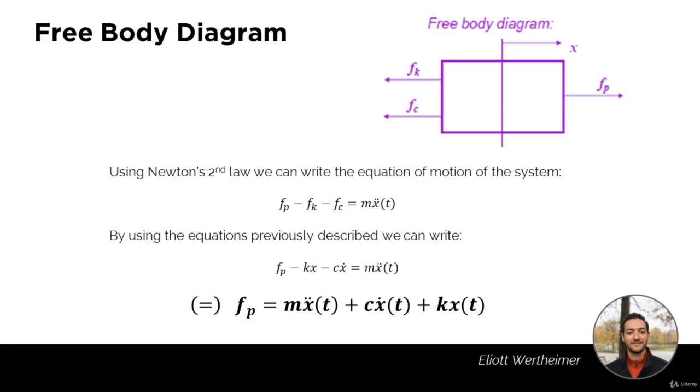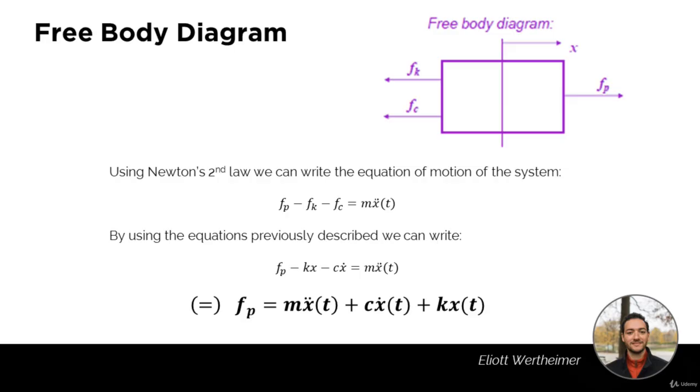So the force can now be worked out as equal to the mass multiplied by the acceleration with respect to time of the mass plus the damping coefficient multiplied by the velocity of the mass with respect to time plus the spring constant multiplied by the displacement of the mass with respect to time. So this is the mathematical model of the mass spring damper system presented above.